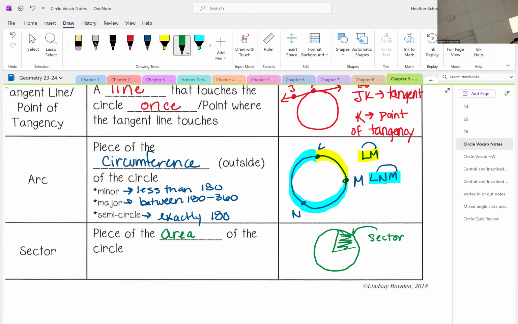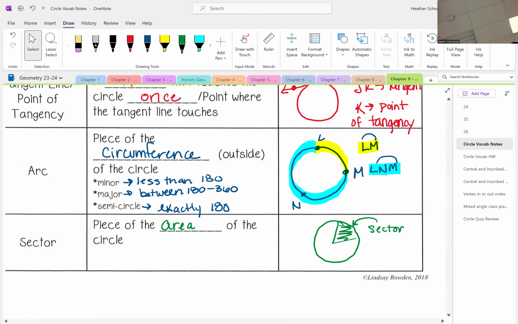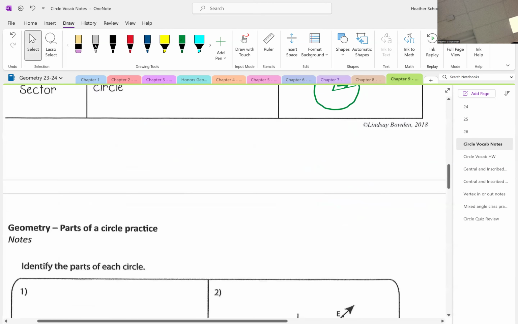Now, a sector doesn't really have notation, but if you're looking at a picture and it says find the area and it looks like a slice of pizza, you need to be finding the area of a sector. All right, let's practice some of these words.